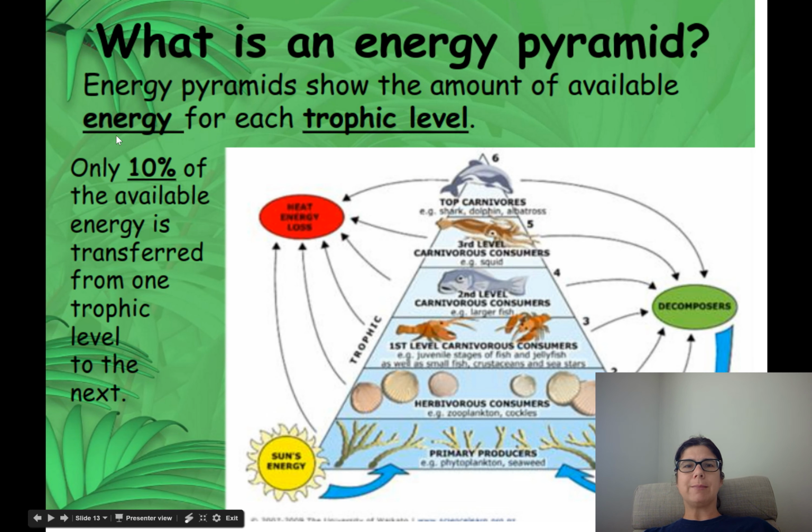So energy pyramids show the amount of available energy for each of these trophic levels. The weird thing, I think it's kind of cool, is that out of all the energy available, only 10% is actually going up the trophic, the food pyramid here. Only 10% from each level makes it to the next level. The rest of it's lost as heat. So 90% of the energy approximately is lost each time something eats it.